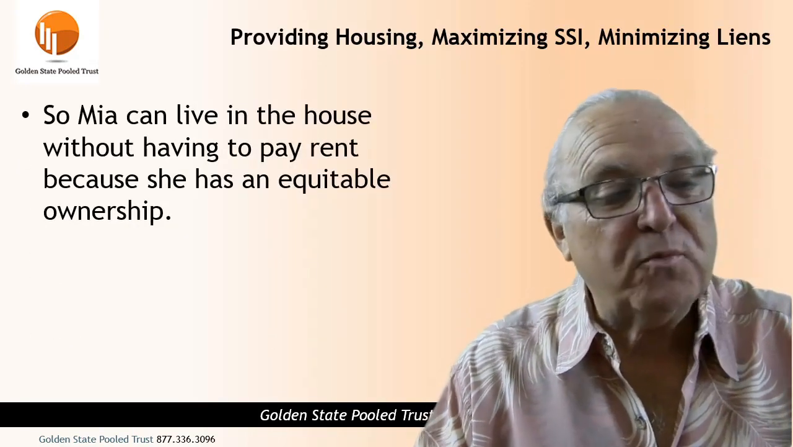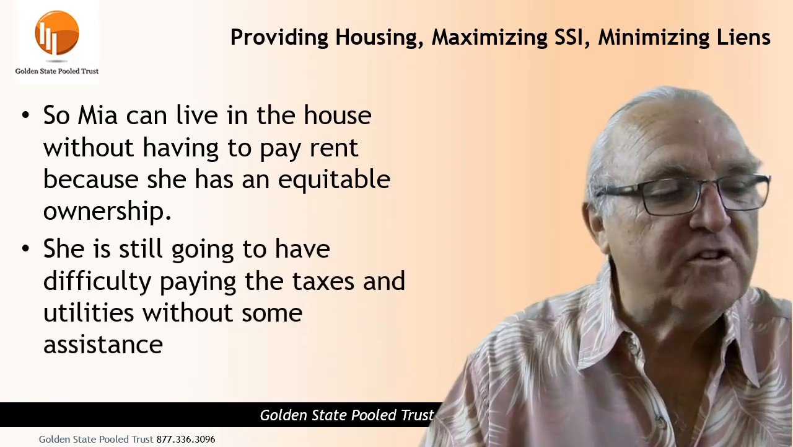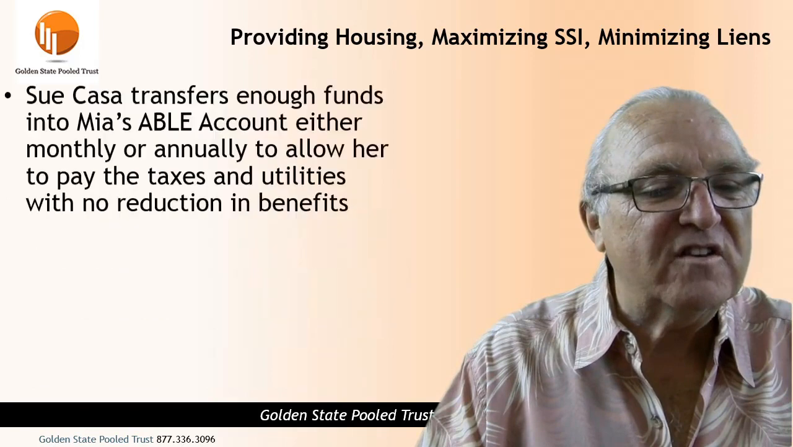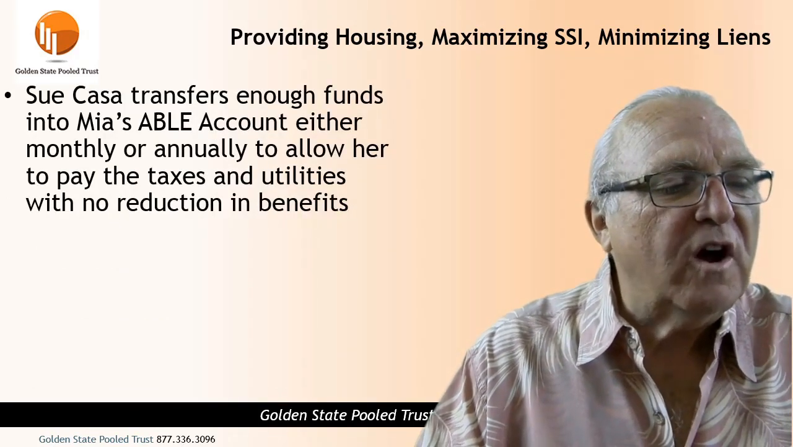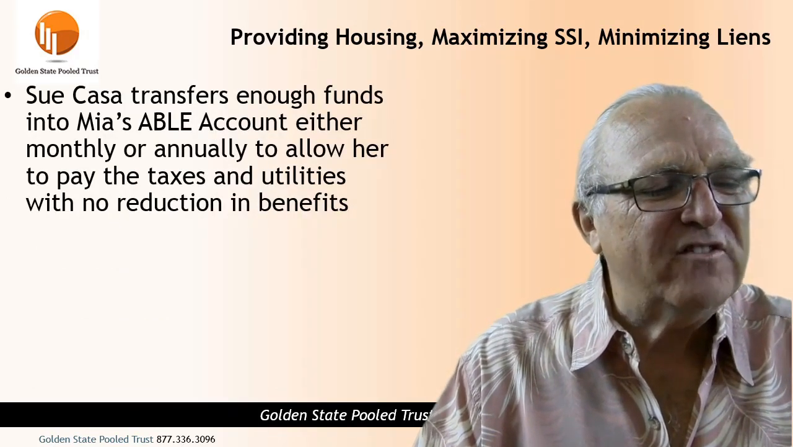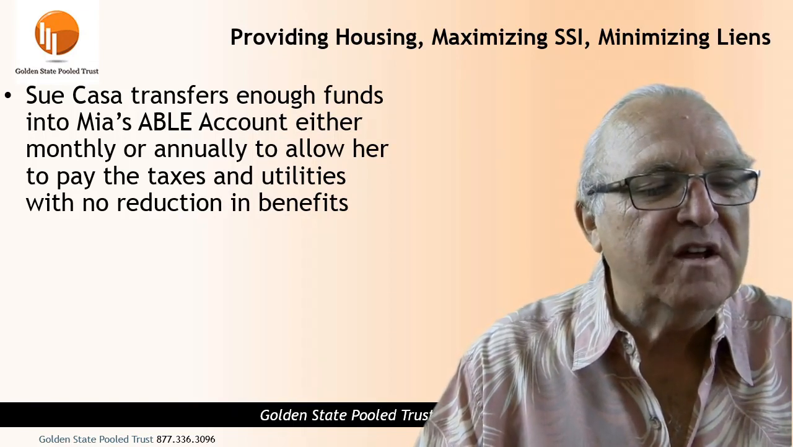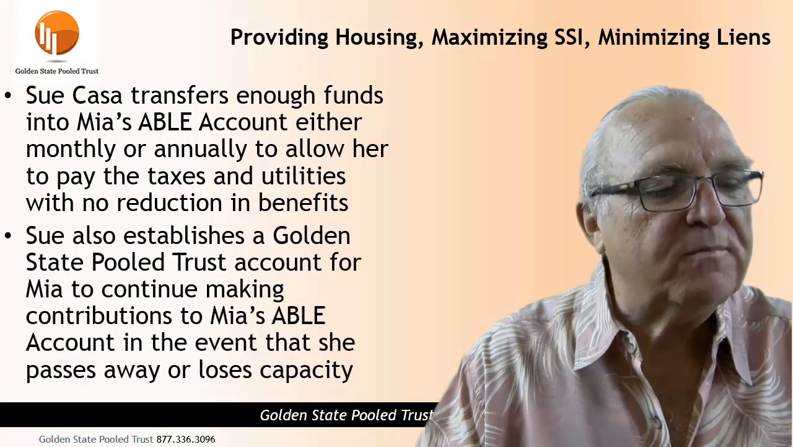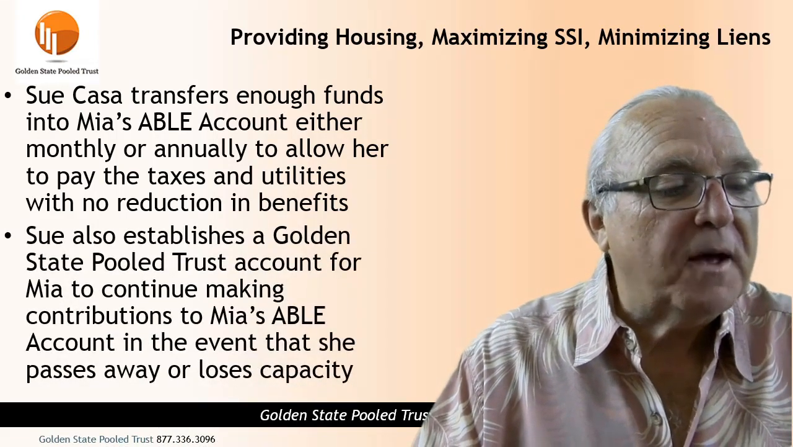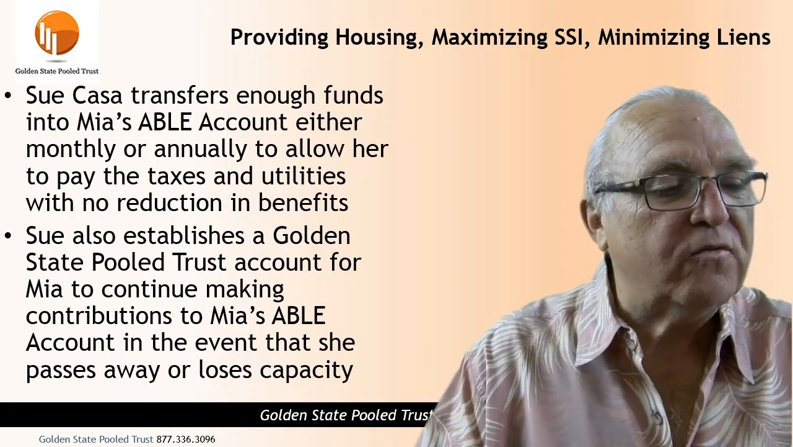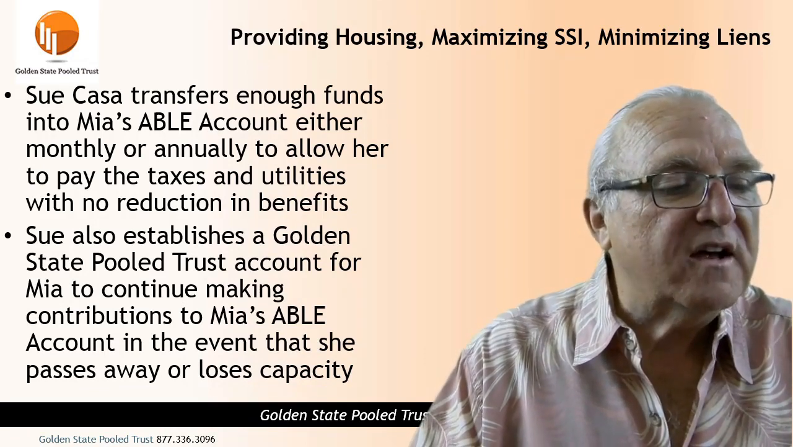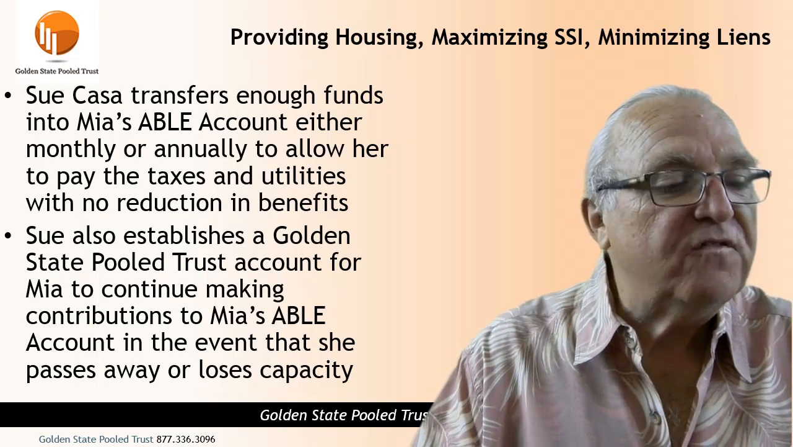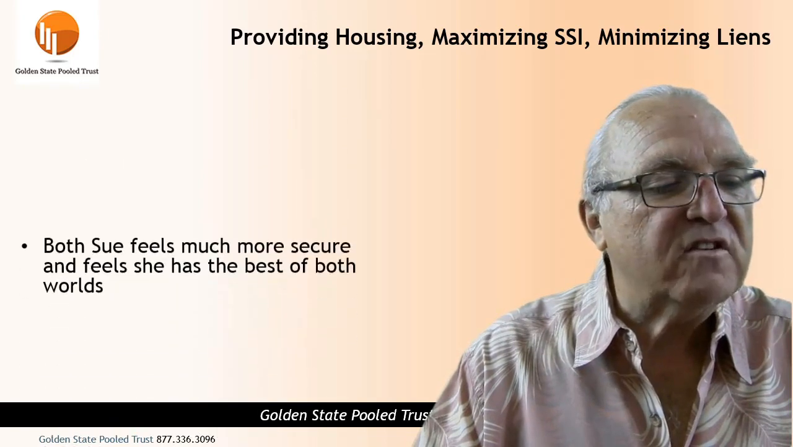So Mia can live in the house without paying the rent because she has an equitable ownership interest, but she's going to have a hard time paying the taxes and utilities without some sort of assistance. So Sue Casa here transfers enough funds into Mia's account either monthly or annually to allow her to pay the taxes and utilities with no reduction in benefits. Sue also establishes a Golden State Pooled Trust account for Mia so that she can continue making contributions to Mia's ABLE account in the event that she passes away or loses capacity.